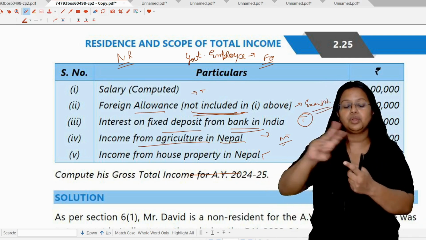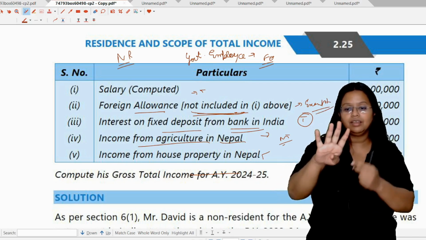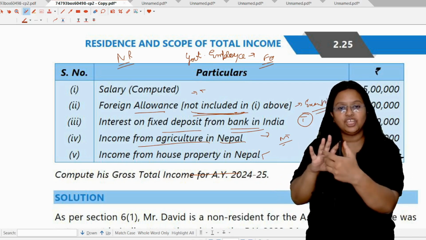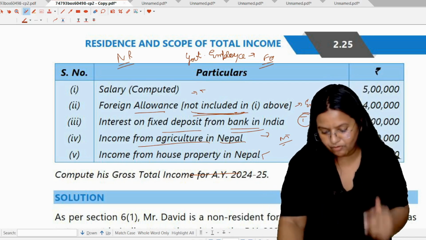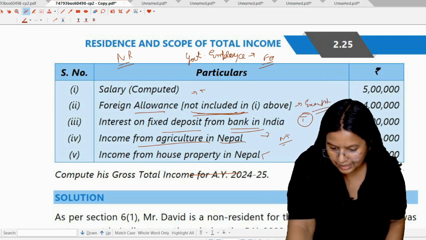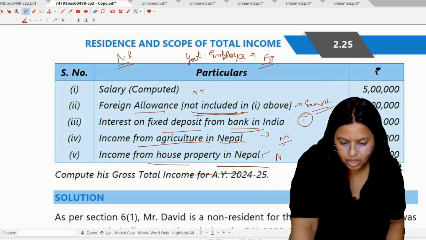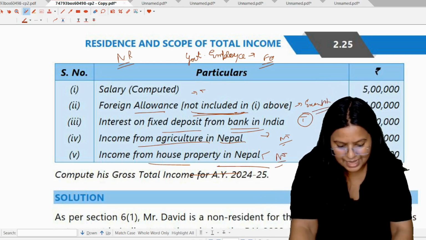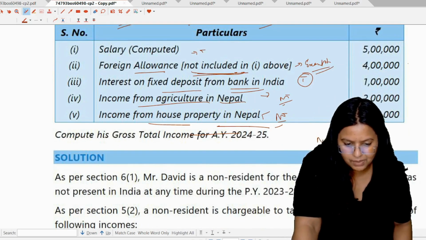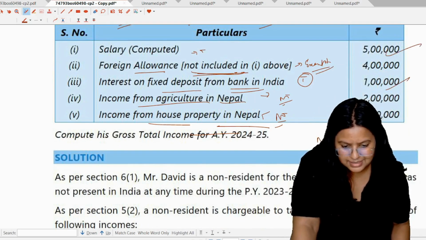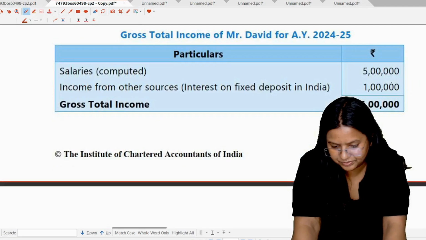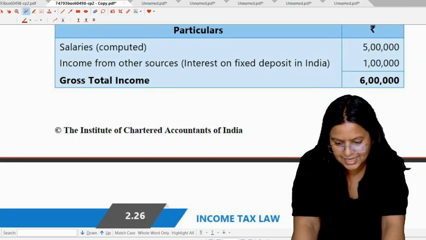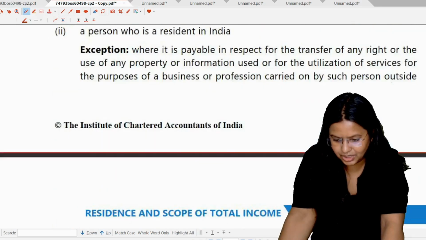Accrue, deemed to accrue, receipt and deemed to receive. This income does not fall in any of the criteria, so it is not taxable for the non-resident person. Income from house property in Nepal, again not taxable, because it does not lie in those 4 points. So the taxable income for the person is 5 lakh plus 1 lakh, that is 6 lakh rupees. So here is the GTI, 6 lakh rupees. Next illustration comes.